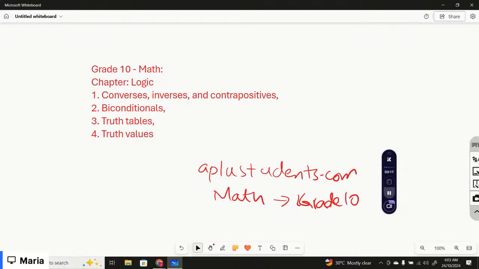The lessons we're going to cover today are converse, inverse, and contrapositive, biconditionals, truth tables, and truth values.